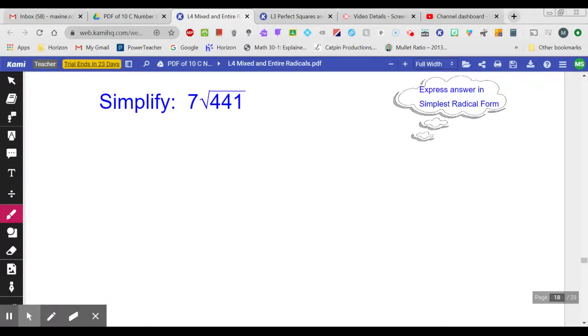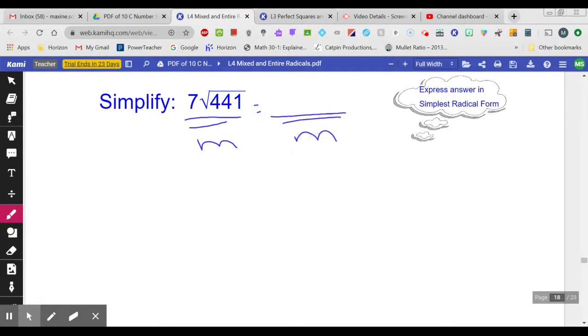I apologize for the last video getting disconnected, but let's just pick up right where we left off. Again, this is a mixed radical, and our answer will be another mixed radical. We're just simplifying it down. So we're going to start off with that 441. Feel free to press pause here while you do the factor tree or the stack.